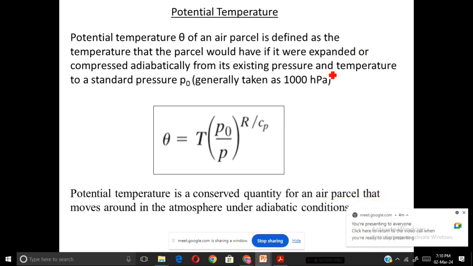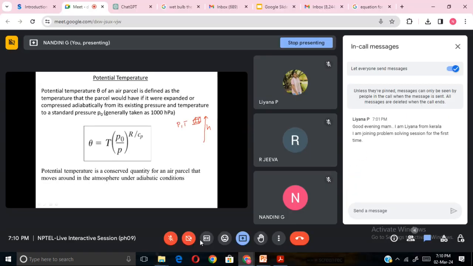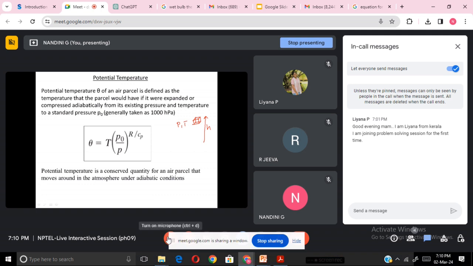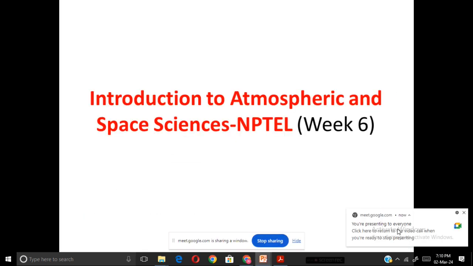Consider that initially the pressure was P and the temperature was T of an air parcel. So let this be high. Oh, okay. Sorry, sorry about that.